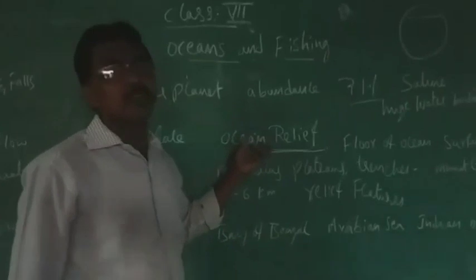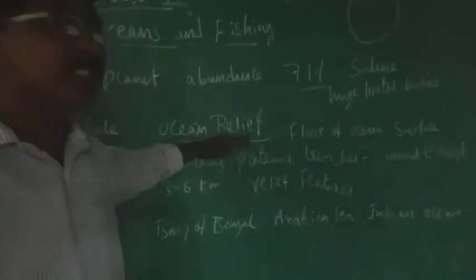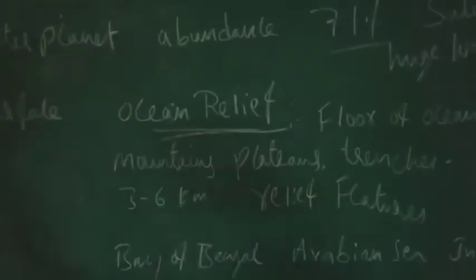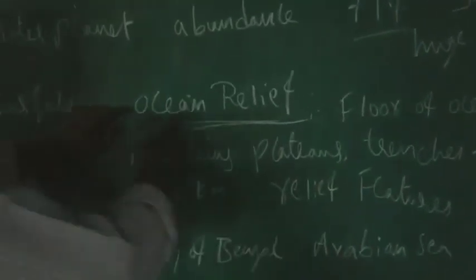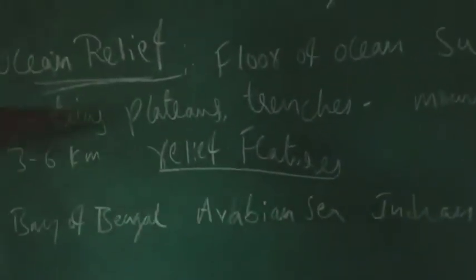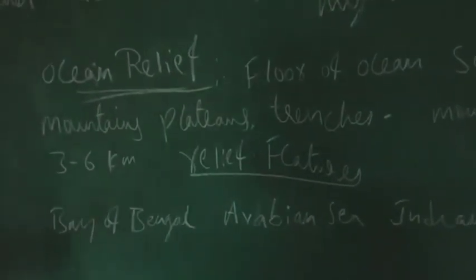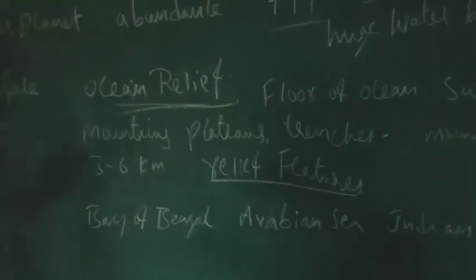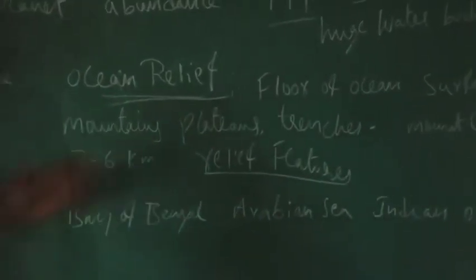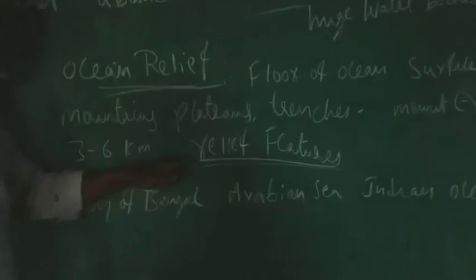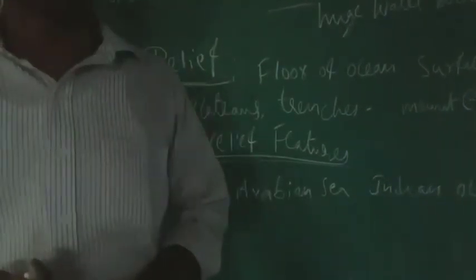Now we'll talk about ocean relief. What are the ocean relief features? First of all, relief features means mountains, plateaus, trenches and plains. In the ocean, some relief features are there. The relief features are mountains, plateaus and plains.